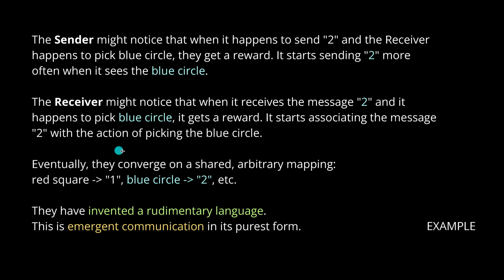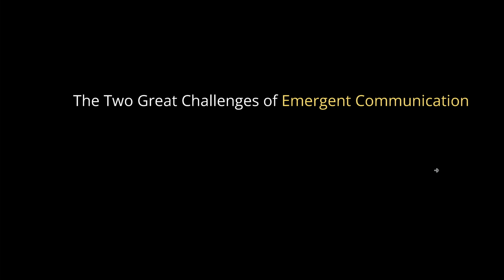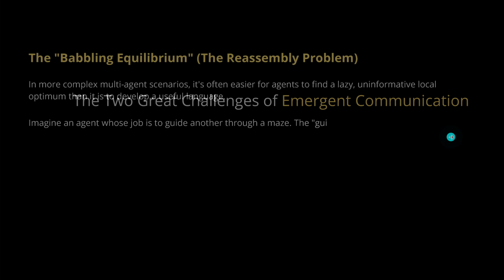So they both eventually converge on a shared arbitrary mapping of symbols that are now hopefully grounded in reality. So whenever they send a 2, the blue circle seems to be the solution. So this is now their language, their new arbitrary mapping between abstract objects or symbols. So they invented a rudimentary language that is specific to the task. And this, if you want, is the emergence of a communication protocol in its purest form, not of intelligence.